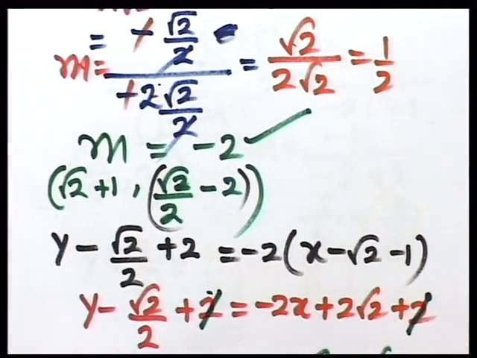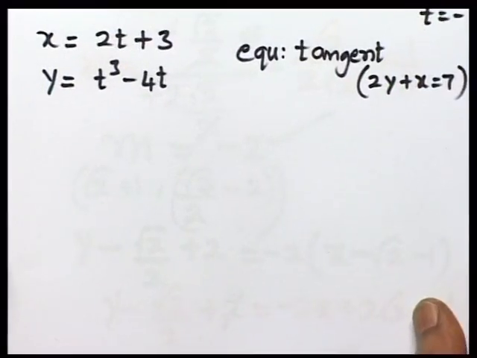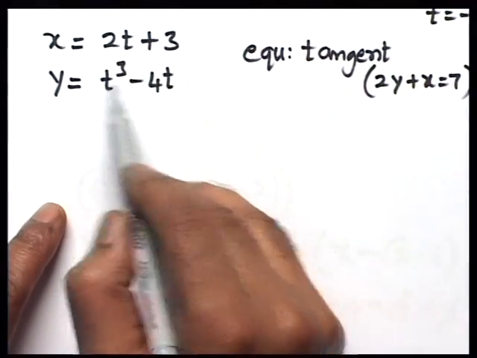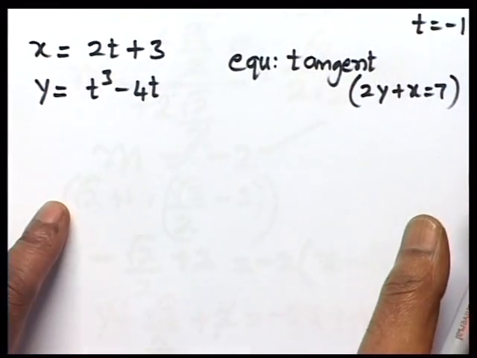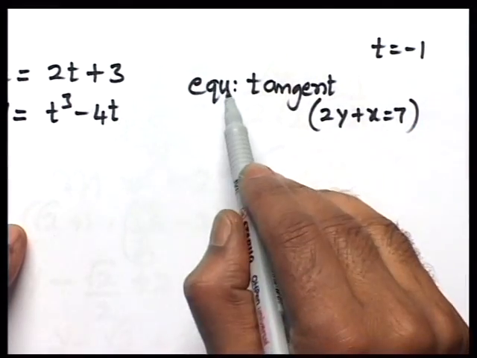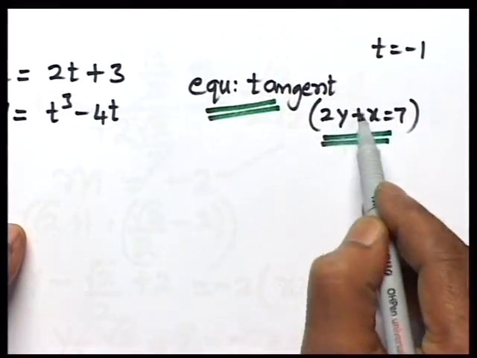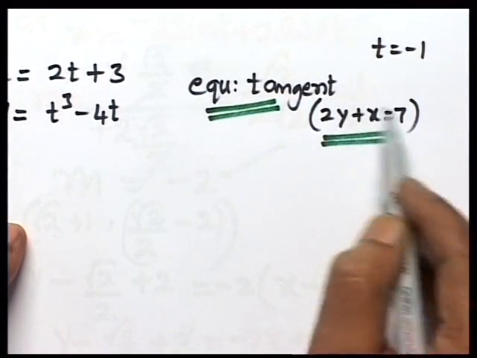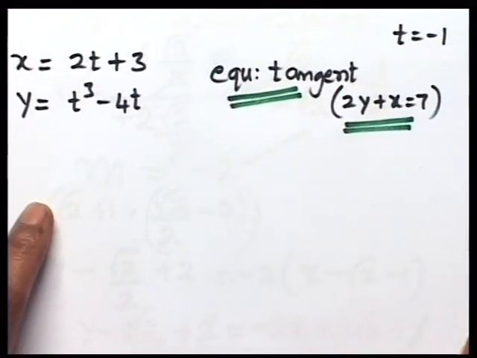One more question. Let's just take one question here. x equals 2t plus 3, and that's the y. Parametric equations, and what they asked us was to show that the equation of the tangent is 2y plus x equals 7. That's nice. So we know exactly what we are supposed to get at t equals minus 1.